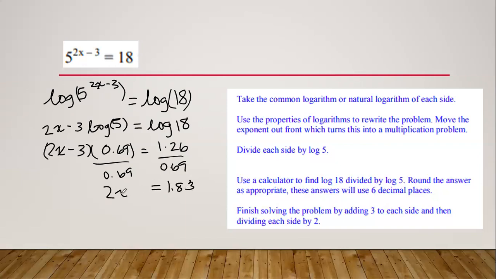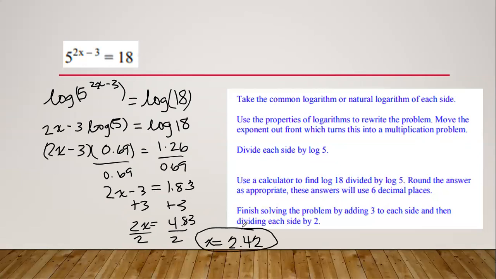And then I have 2x minus 3. And now we're just going to continue solving. So I would add 3 to both sides, which gives me 4.83 equals 2x. I'm going to divide by 2 on both sides. 4.83 divided by 2, x would equal 2.42. And that would be your answer. Make sure you guys are rounding correctly, because in your assignment in Delta Math, it could mess up your answer. But that's how you're going to do it. You're going to turn this into a multiplication problem and then solve.